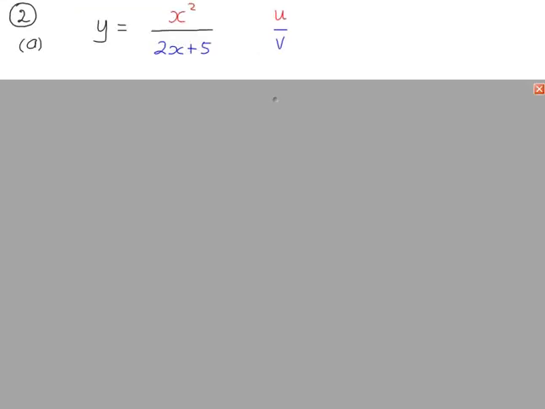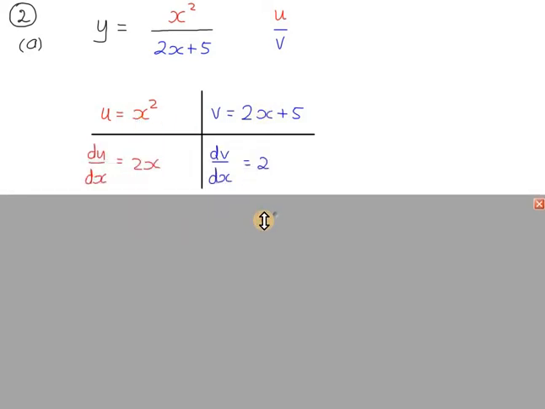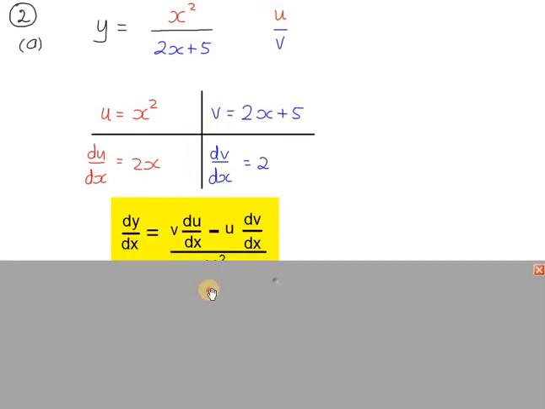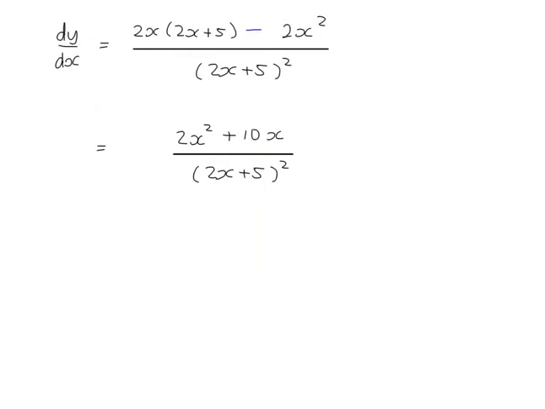Example 2. So we have a function of x divided by another function of x. Again, setting out the working like this, u on the left, v on the right, differentiating each one, then cross multiplying in this direction first, and then in this direction, there's always a minus, over v squared. This is v, so v is 2x plus 5. We have to square that. There we go, (2x plus 5) squared. And we can simplify the numerator.